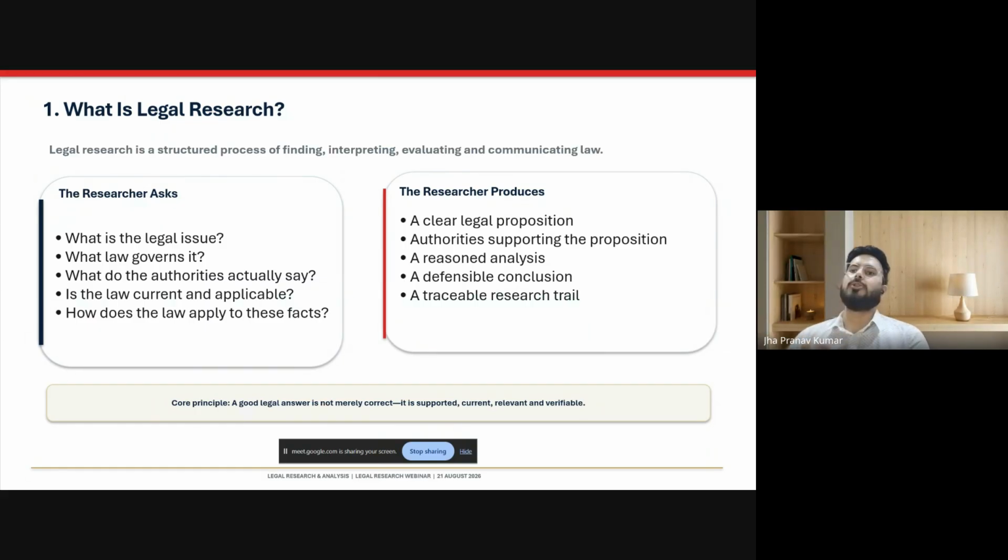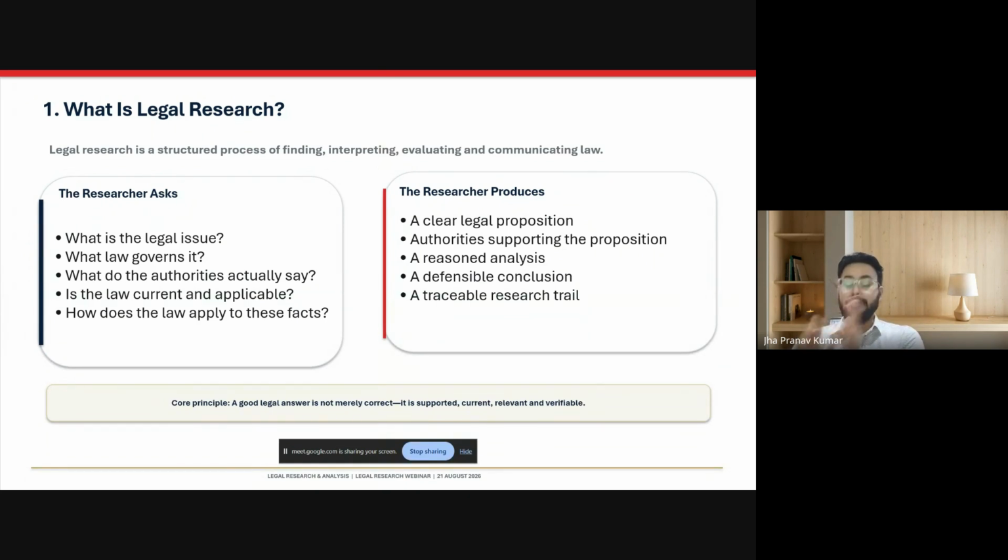And how does the law apply to these facts? Which specific section? What is the specific procedure? Who are the persons in the area? So before diving deep into the research, you need to be very clear about कि क्या जरूरत है, what the researcher is asking for. So you need to be clear about these issues.